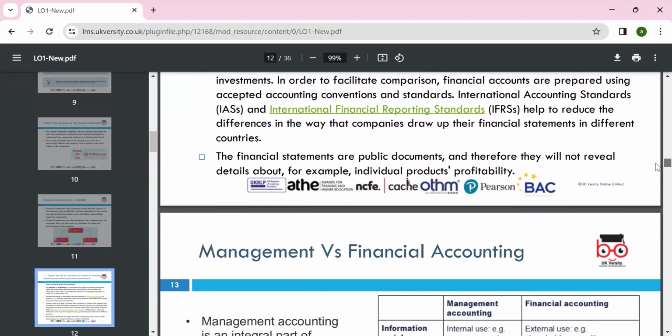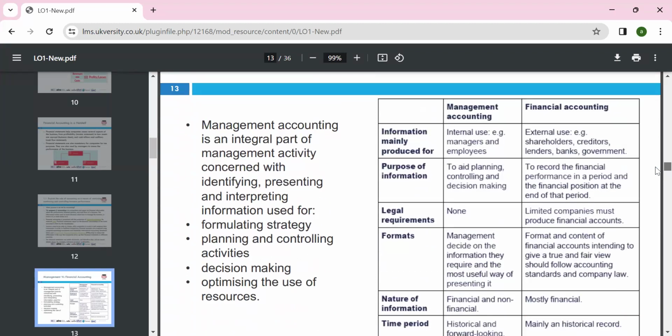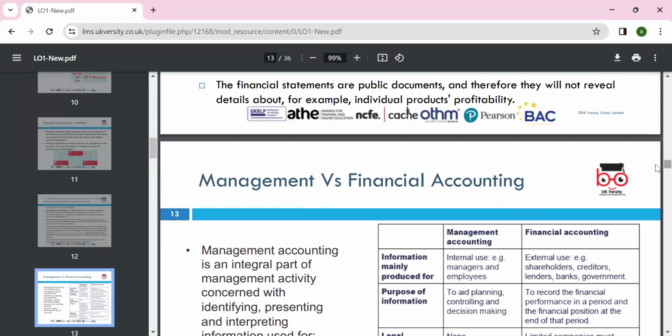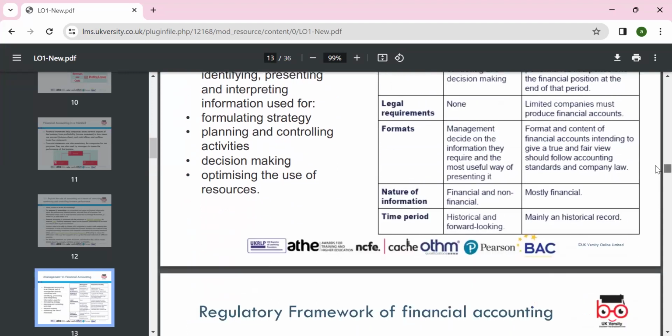IAS 1, as mentioned, is about the preparation. So the difference between management accounting and financial accounting: management accounting is internal and financial accounting is external. Management accounting doesn't follow the rules. There is no legal requirement to prepare the management accounts. You look at the needs of the business, and we prepare accordingly. You can prepare whenever you need it, but financial accounts we should prepare within 12 months. So financial and non-financial information can be in the management account, but mostly financial information in the financial accounts.